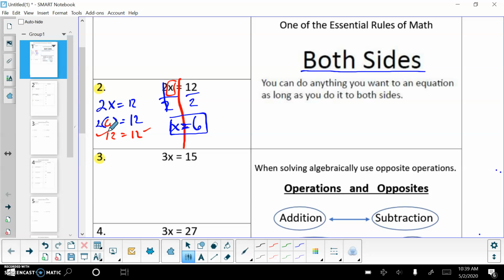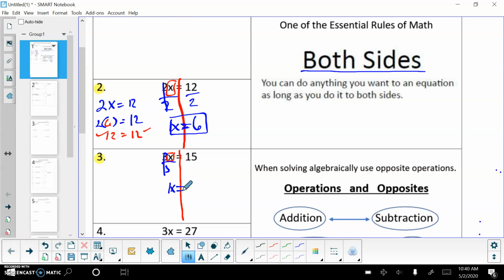I'm going to look at example 3. I'm just going to draw my line. And just like before, I want to get that x by itself. And just like before, that 3 is being multiplied by the x, so the opposite of multiplication is division. So I'm going to divide by the 3 again, and 3 divided by 3 makes a 1, so I get 1x.